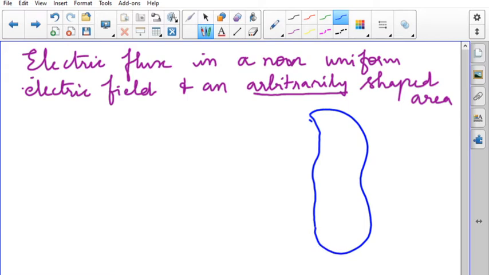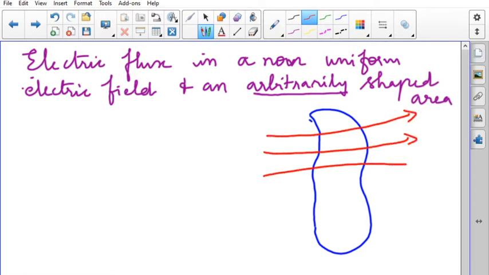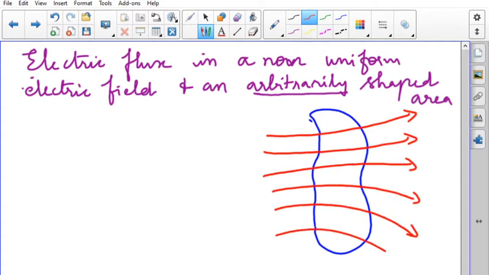So let us consider a curved surface and the field is non-uniform. The field is a non-uniform electric field. So it is represented as E vector. So how will you calculate the electric flux for this curved surface?